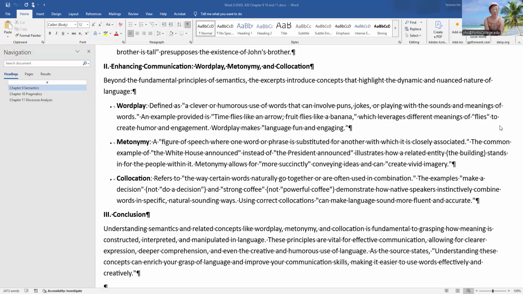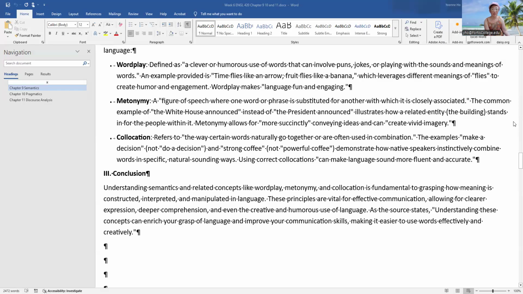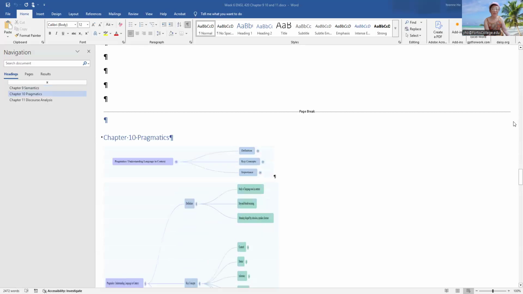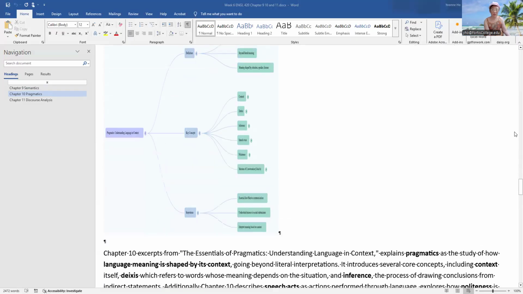Okay. So understanding semantics and related concepts like wordplay, metonymy, and collocation is fundamental to grasping how meaning is constructed, interpreted, and manipulated in language. These principles are vital for effective communication, allowing for clearer expression, comprehension, and even humorous use of language. And in all the different languages, everybody's got different collocations. Okay, so for an ESL student, the best way to learn collocations is just to immerse yourself in the country and then just listen to the native speakers.